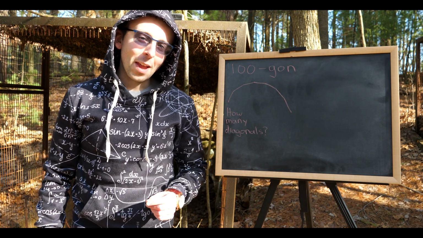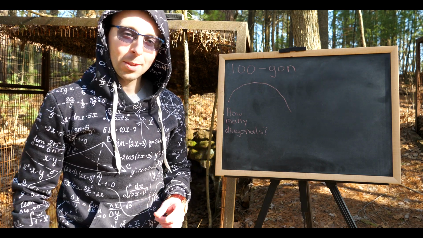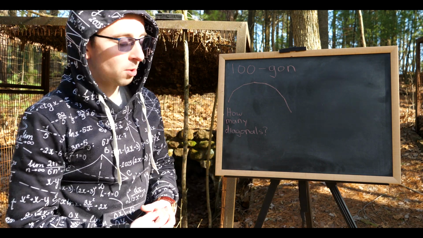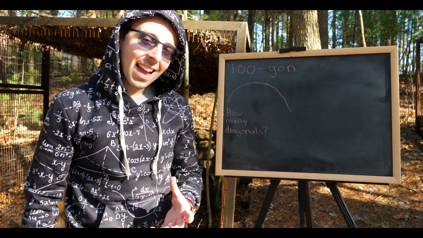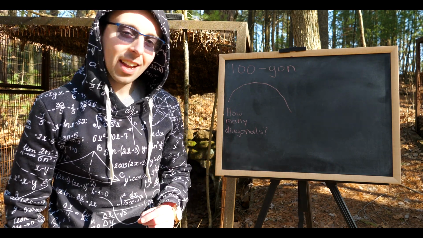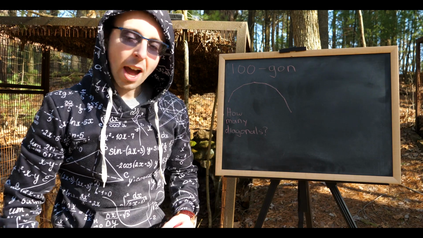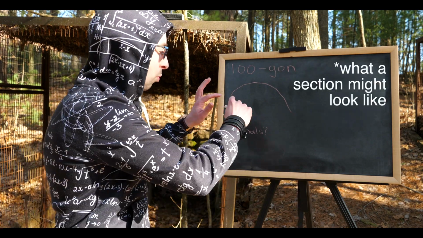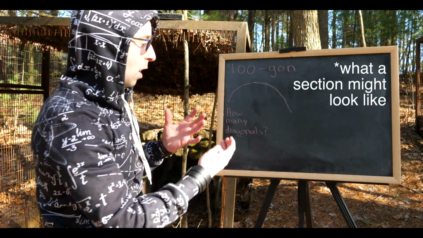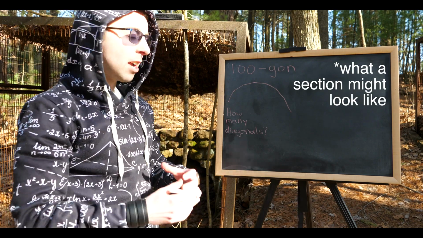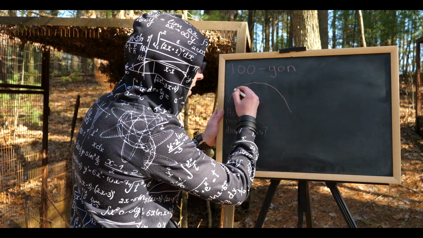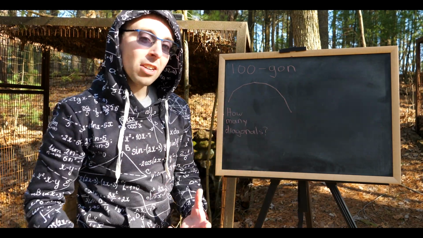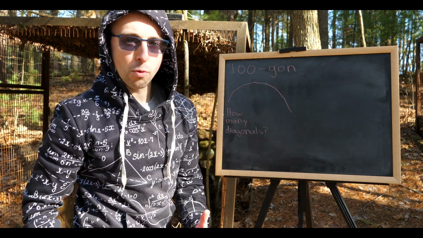We're going to solve a simple geometry problem, a sort of counting geometry problem, which is how many diagonals does a 100-sided polygon, a 100-gon, have? Here's what a segment of our 100-gon might look like. Remember that diagonals are segments that join the non-adjacent vertices of the 100-gon.